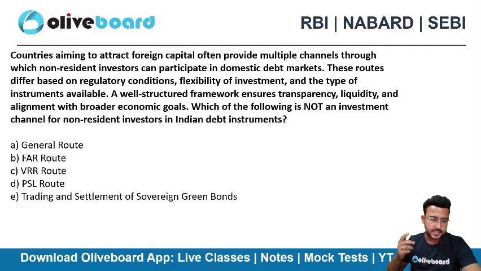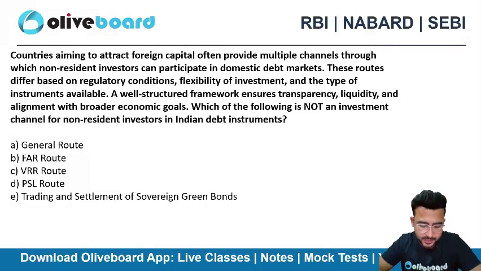Is it general route? Is it FAR? Is it VRR, PSL route, or trading and settlement of sovereign green bonds? What is the correct choice here?